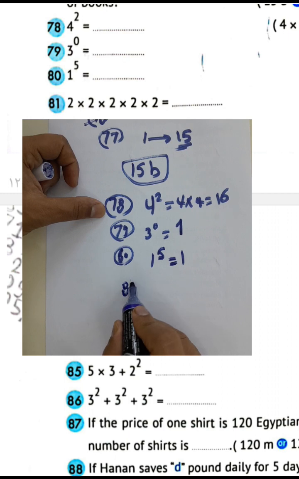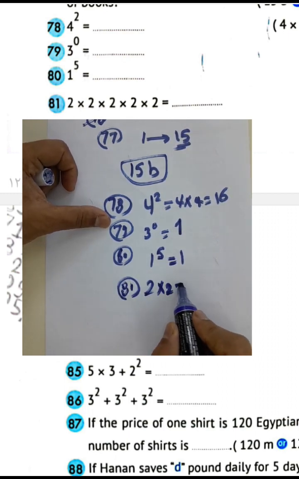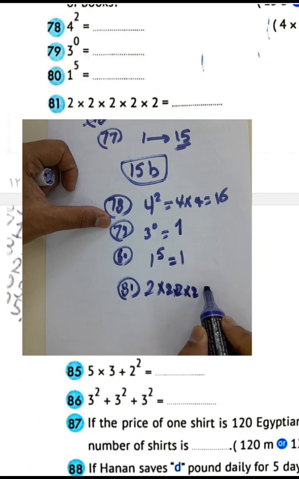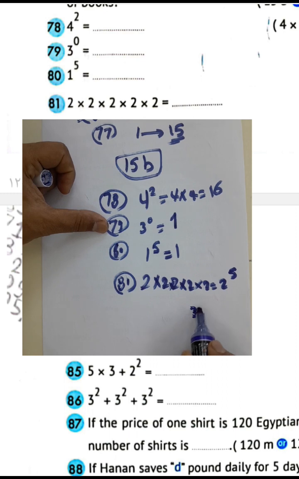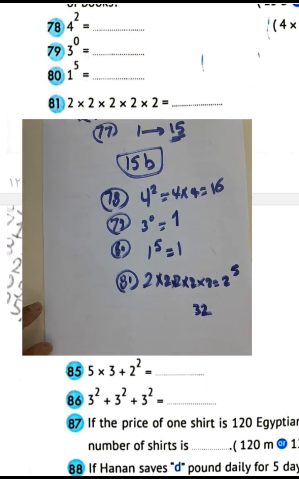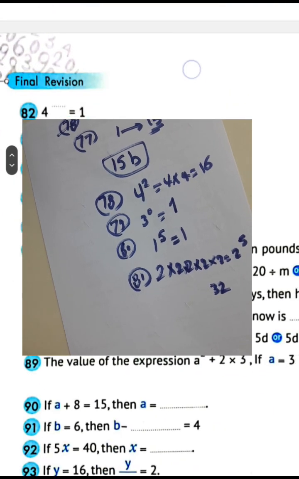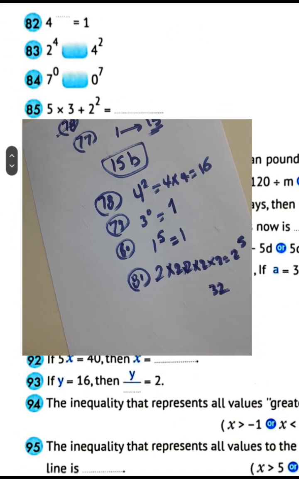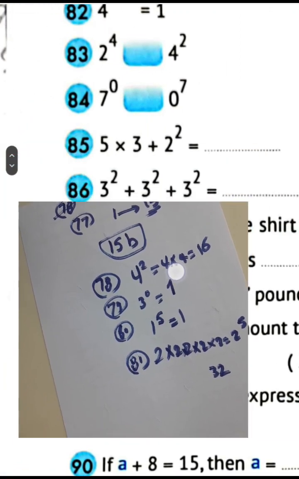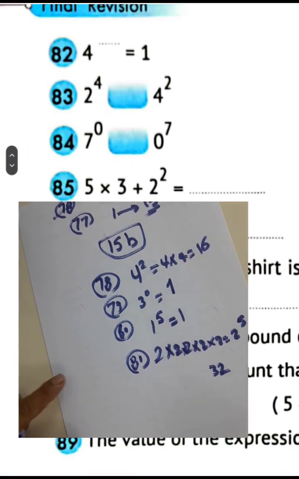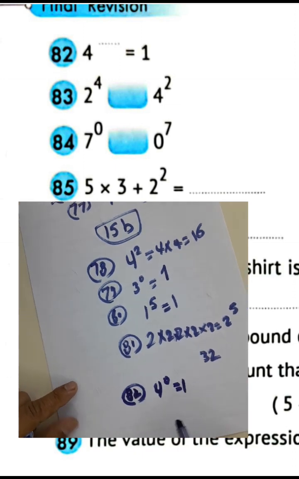Question 81. 2 times 2 times 2 times 2 times 2 is 2 power 5. 2 power 5 will be 32, 2 multiplied by itself 5 times. Question 82. 4 power 0 equals 1.